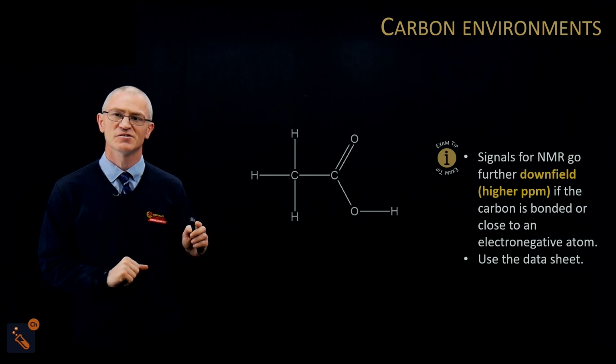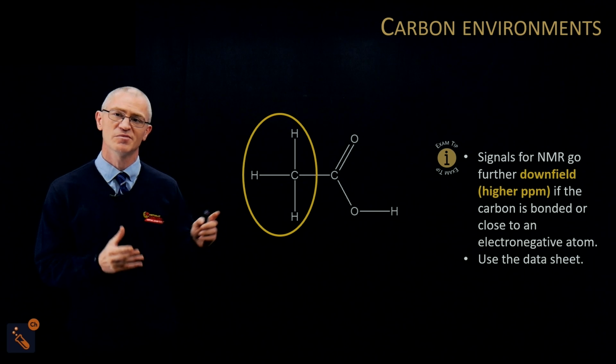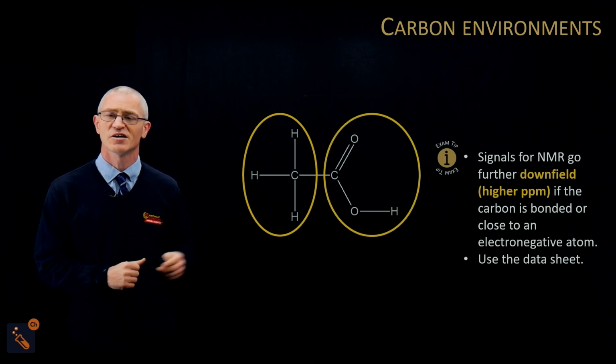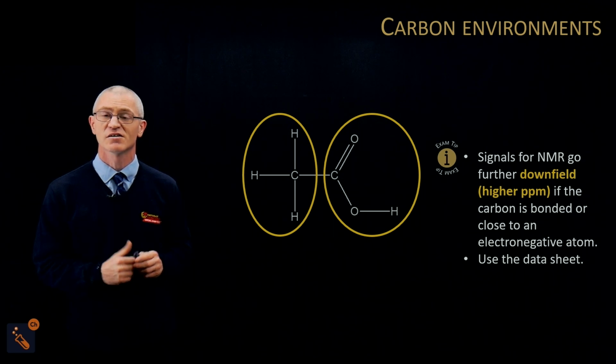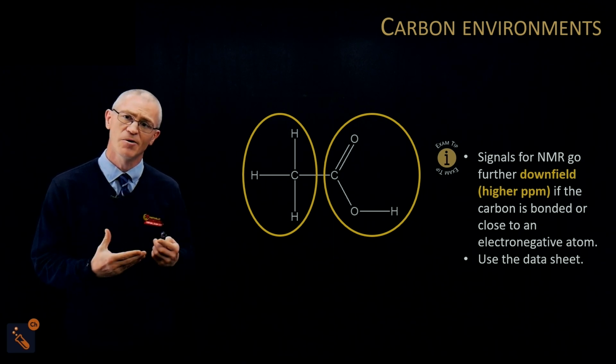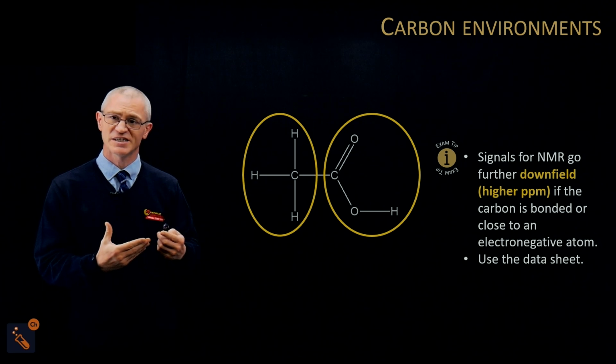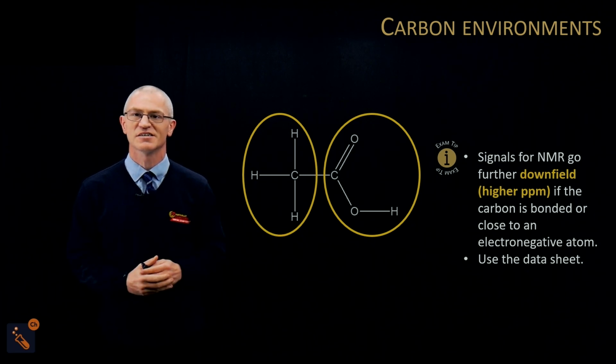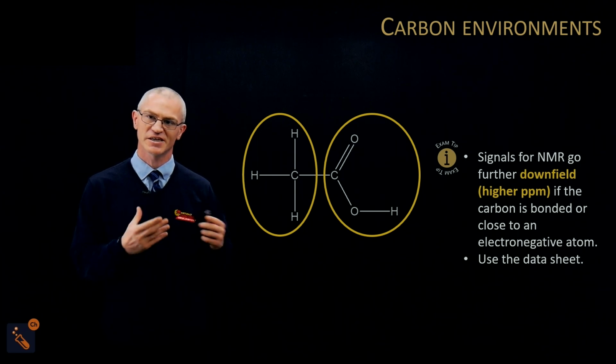So let's look at the two different types of carbon that we have. We have a carbon surrounded by 3 hydrogens and bonded to another carbon, and then we have a carboxylic acid carbon. Now, you have a datasheet in front of you. Really important, there's a datasheet in front of you. Please use it throughout this entire video. So be looking at that.